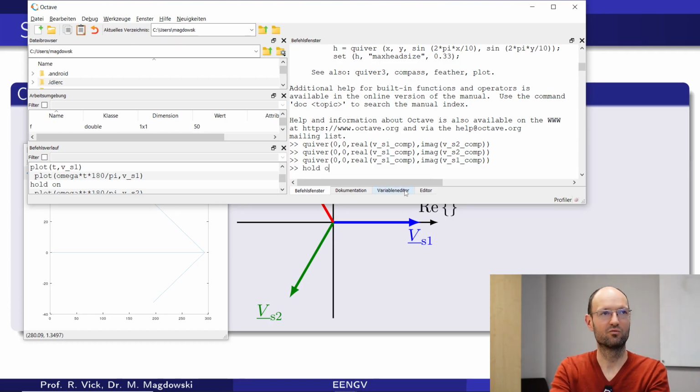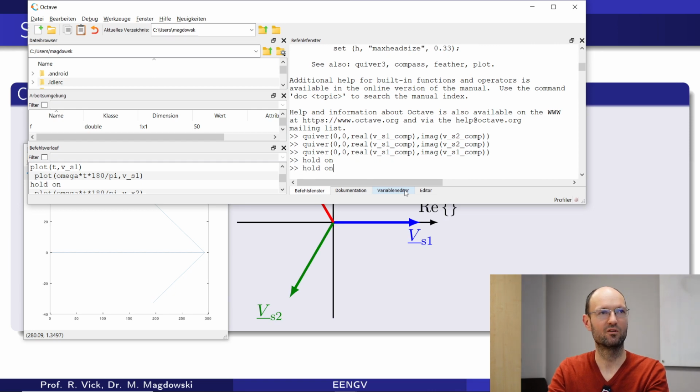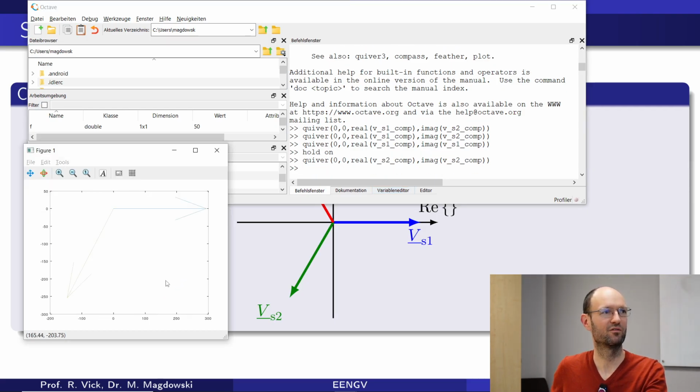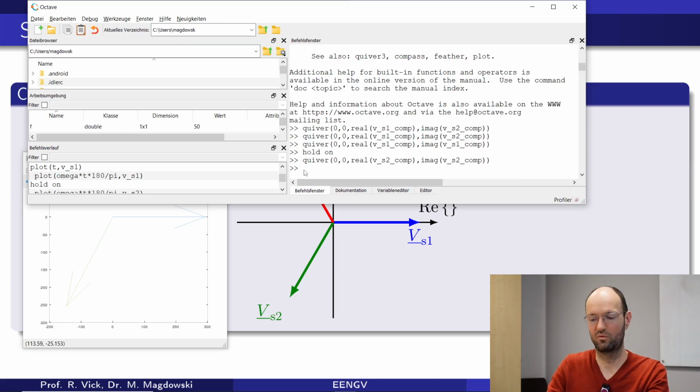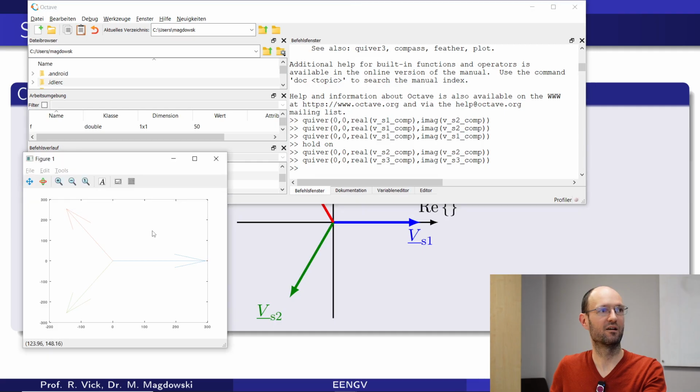And so now I can do the same trick, say hold on, plot the second one. I don't think that it will get a different color in this case. Oh, it gets a different color, okay. So there's the second one pointing downwards. And if we just repeat this for the last one, then this should point to the upper left corner, and it does.